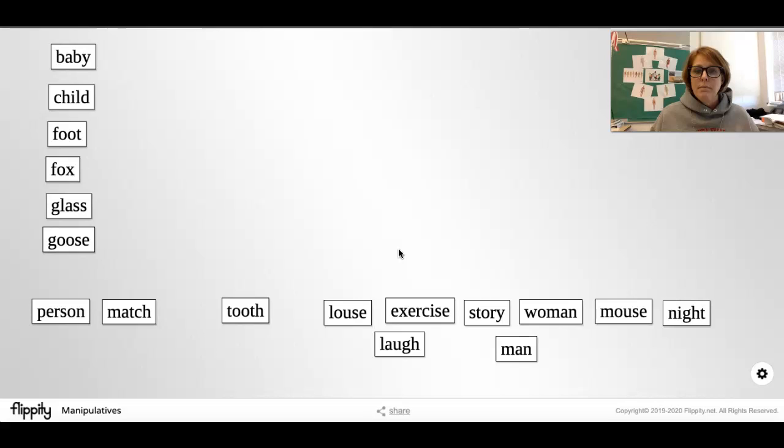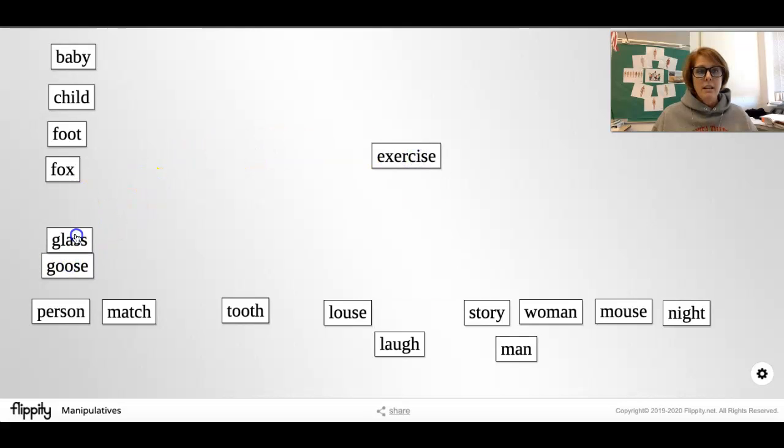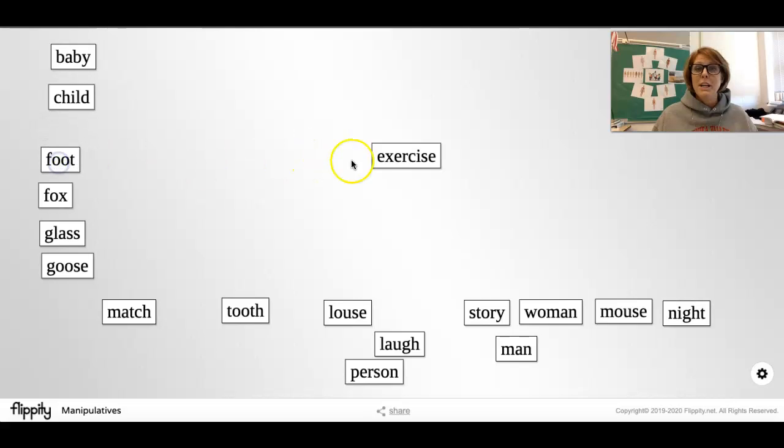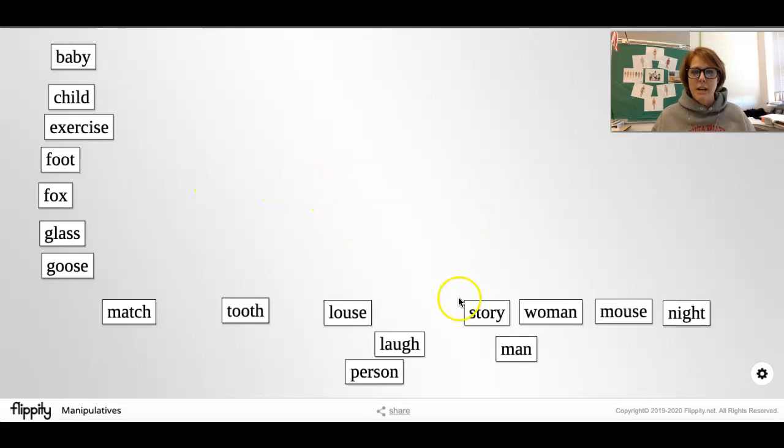H, I, J, K. Ooh, boys and girls, I missed a word, didn't I? Exercise. So let's go down here. I'm going to move this one over here. E comes before F, doesn't it? So exercise goes in there. That's a nice thing. You don't have to erase. You can just fit it right in there.